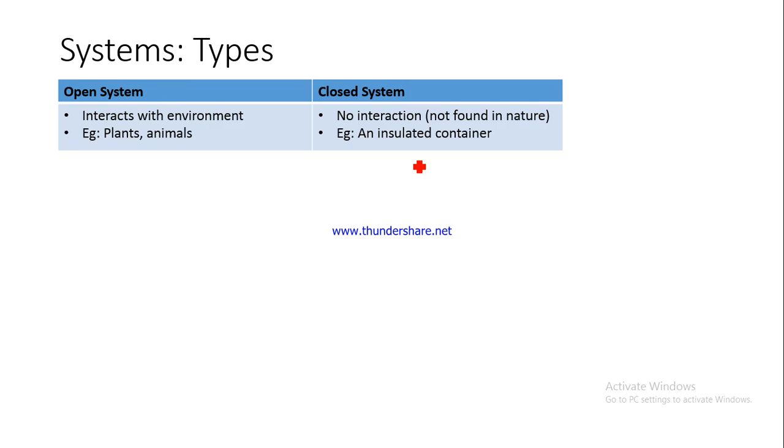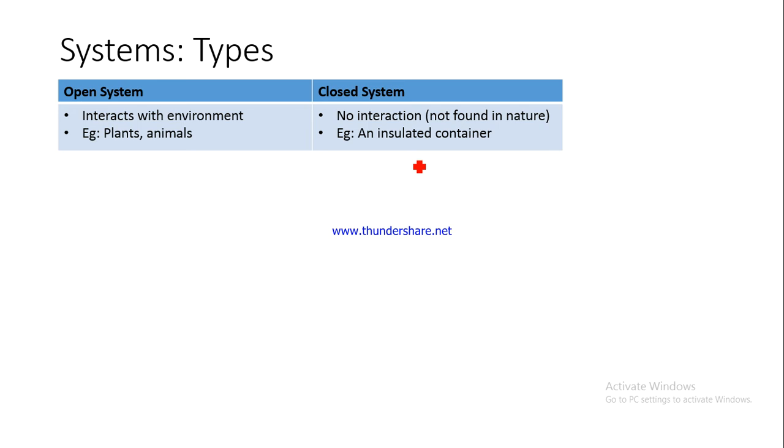So one categorization and one distinction could be open system versus closed system. An open system is one which interacts with the environment. For example, plants and animals, don't they interact with the environment? Plants, you know about transpiration, you know about how they extract nutrients from the soil for their growth and how they produce oxygen. So in a way they are interacting with the environment, which means they are getting impacted by the environment, and in turn they are also impacting the environment. So there's a two-way interaction, plants and animals.